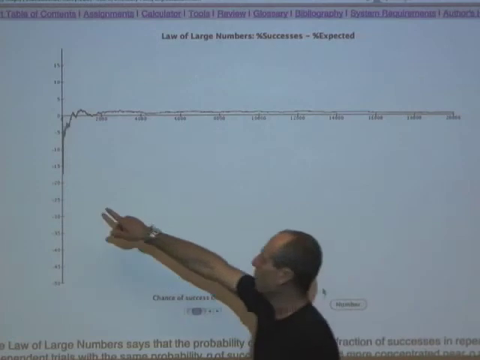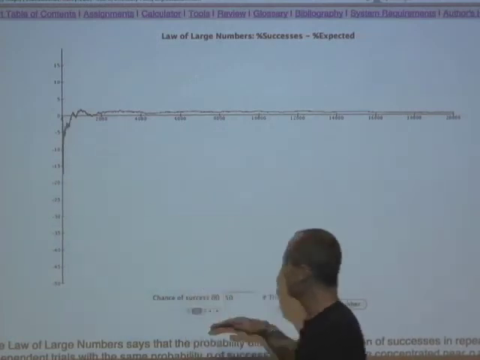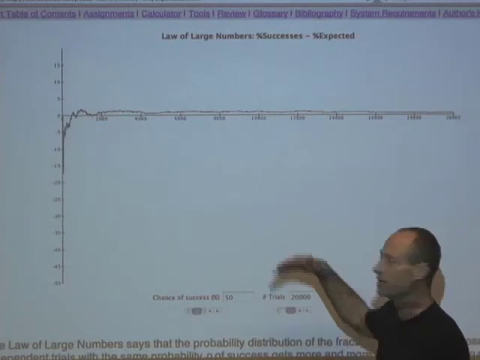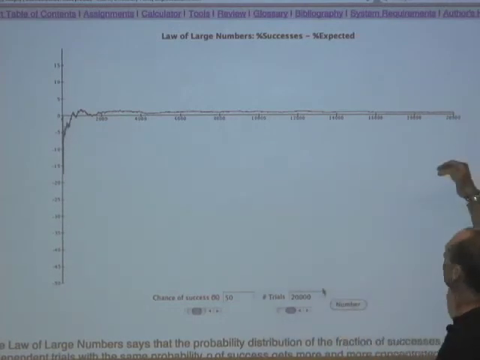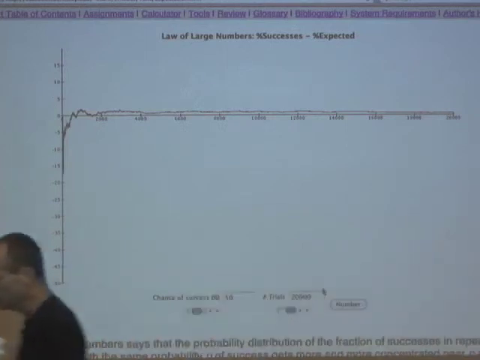So initially, for a small number of trials, there's a pretty good chance that the theoretical chance of success and the empirical rate of success are going to differ by a lot. But as the number of trials gets bigger and bigger and bigger, the probability that they differ by very much gets smaller and smaller. Let's do another.